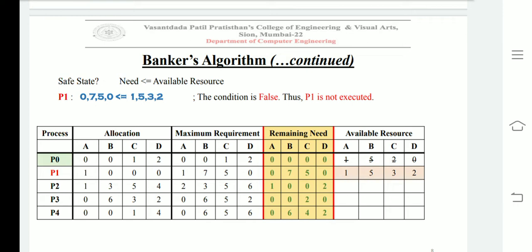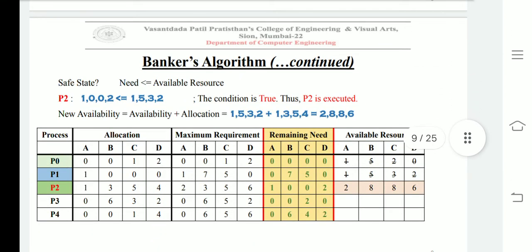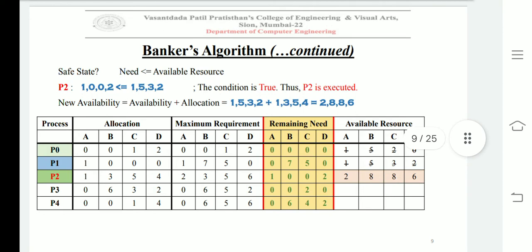We find that the condition is false, so P1 is not executed. Now we will proceed with the process P2. Again we will check the condition. Is it true? Yes, the condition is true. We will execute P2 and update the value of the available resource. So we will get the new available resource as 2, 8, 8, 6.